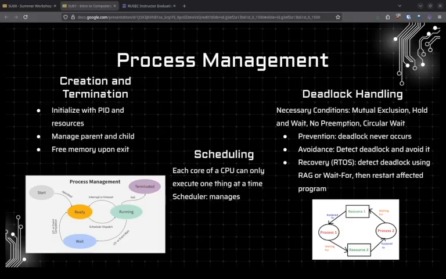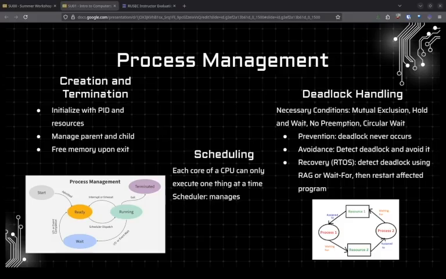Finally, we have process scheduling. Processes can be in one of 5 states. They can be start, they can be ready, they could be running, or they could be in wait, or terminated.